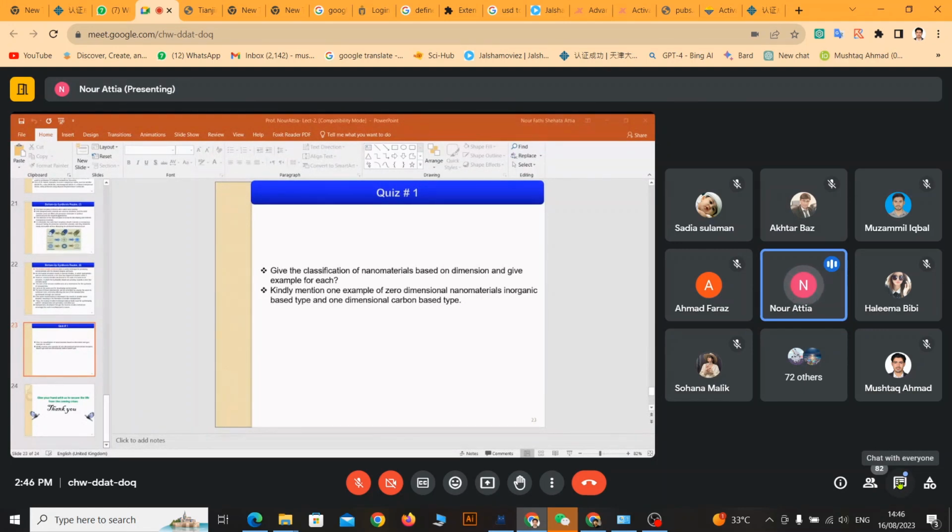I asked for a zero dimension nanomaterial, but inorganic based. We have titanium dioxide nanoparticles, inorganic quantum dots, zinc oxide quantum dots, iron oxide, and nickel oxide nanoparticles. These are also inorganic zero dimensional materials. And we have one dimensional carbon based. First of all, we need one dimension: nanofiber, nanotube, and so on. Then carbon based, either carbon nanotubes or carbon nanofiber.